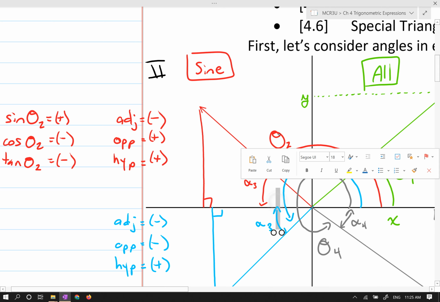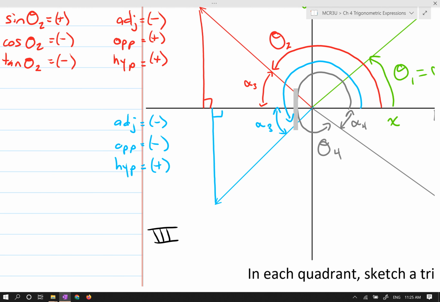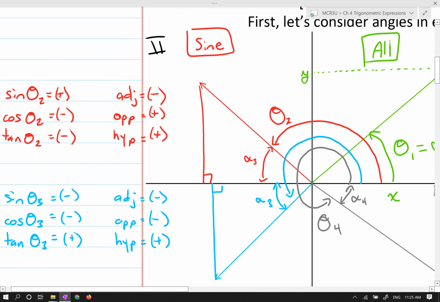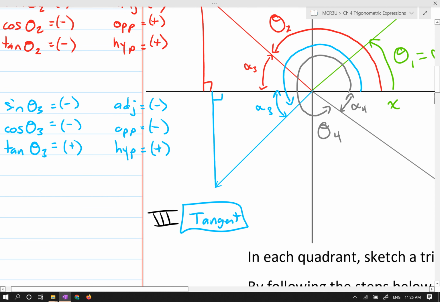Fantastic. Using this same logic, folks, I encourage you to try it out with theta 3, the sine of theta 3, the cosine of theta 3, and the tangent of theta 3. I'll encourage you to pause the video, try it out, and then unpause. Good, so we should be working here with a negative sine ratio, a negative cosine ratio and a positive tangent ratio. So my tangent ratio is the only positive ratio here, tangent.